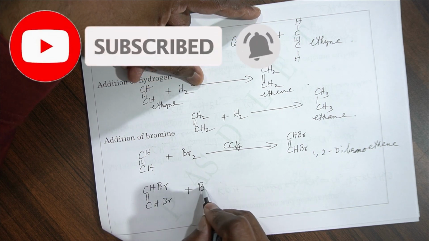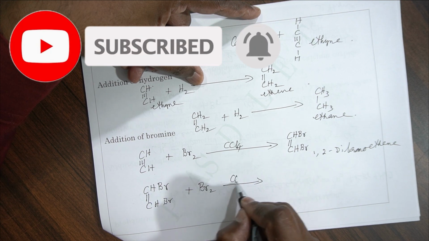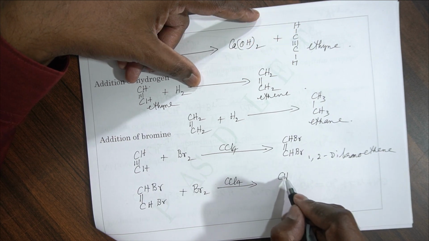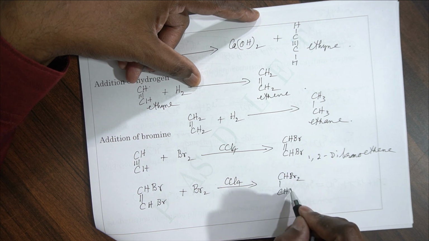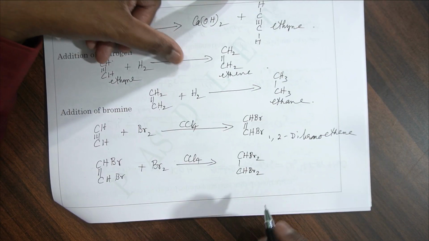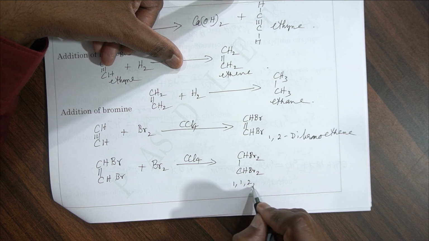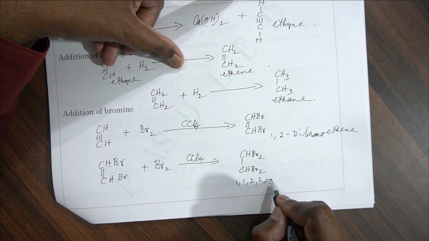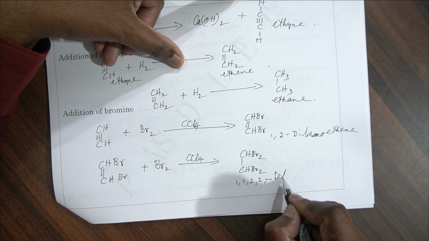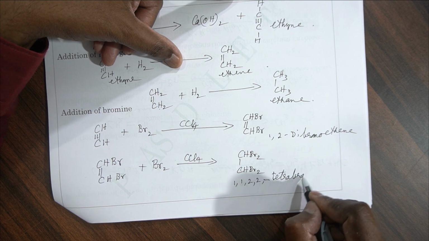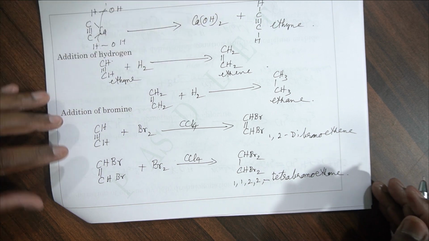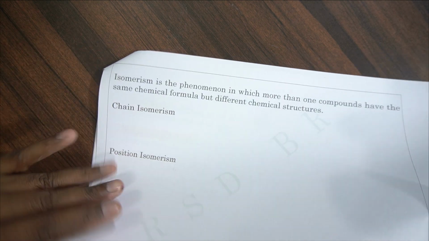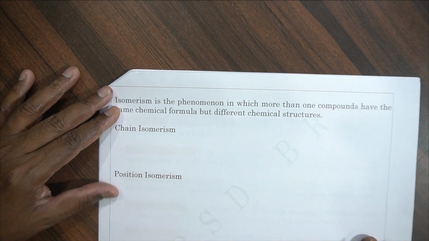Now this compound, 1,2 dibromoethane, can undergo one more addition of bromine, CCl4. So here you have CHBr2 single bond CHBr2, which is known as 1,1,2,2 tetrabromoethane. 4 bromines are there. So this is another important reaction. Now the other important topic in this is isomerism.